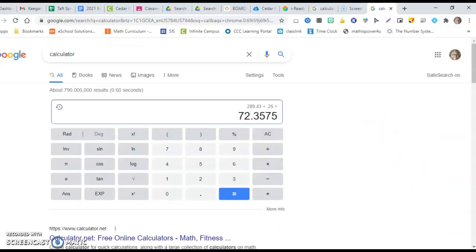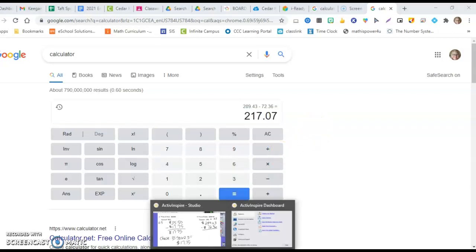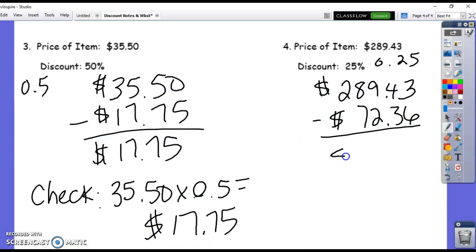So when I subtract it, I get 289.43 minus 72.36. $217.07. $217.07. Let's check it.